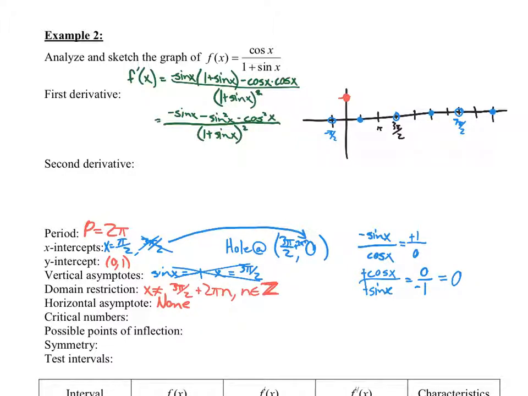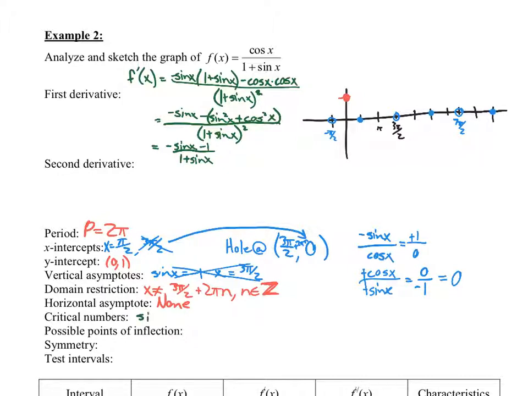And I'm going to factor out a negative 1 from here, and that makes it 1. So now I have a negative sine minus 1 over a 1 plus sine x. Alright, so now if I'm finding my critical numbers, those are going to be when sine is a positive 1 on the numerator. That would make it equal to 0.